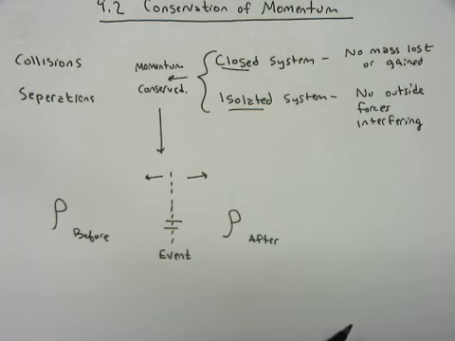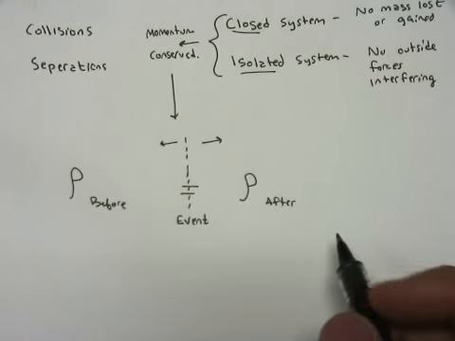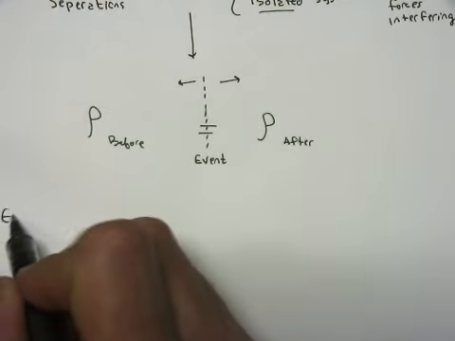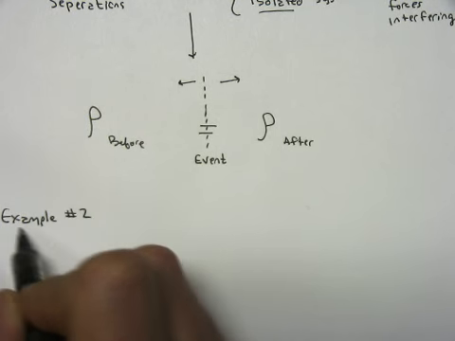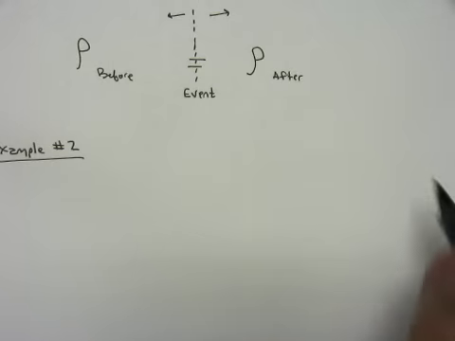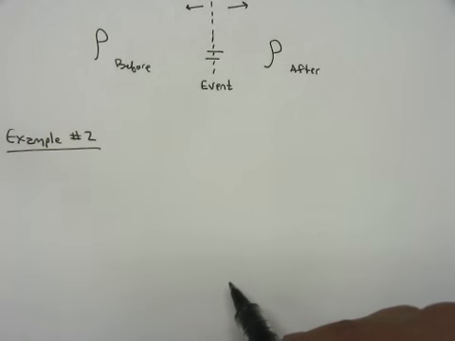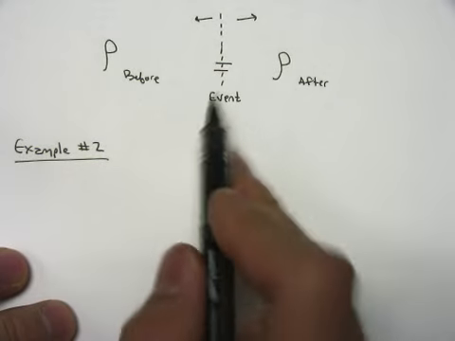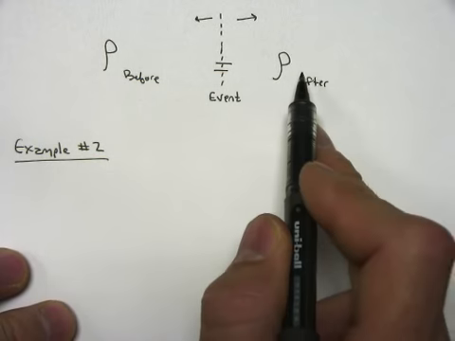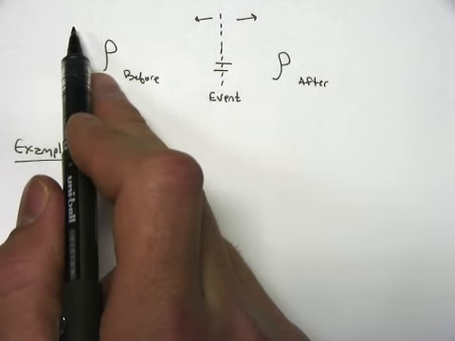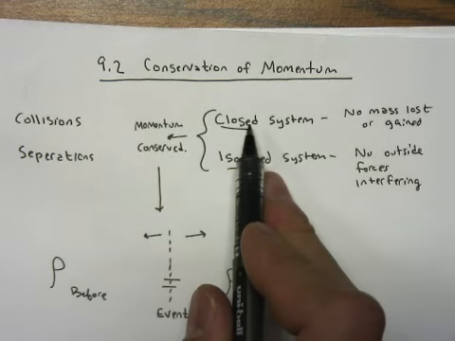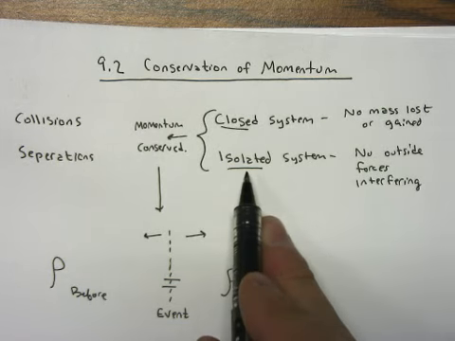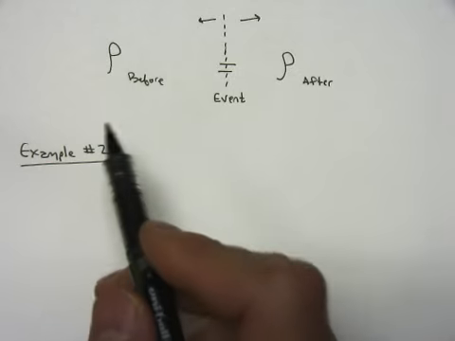For instance, this is example problem number 2 from your book, on page 237. Let's see if we can see this idea of an event: before the event, after the event. Add up all the momentums before. They have to equal all the momentums after, if and only if it's closed and isolated. So let's read what it says.